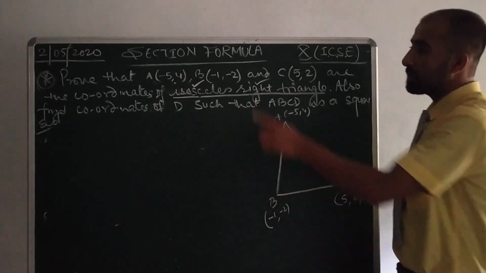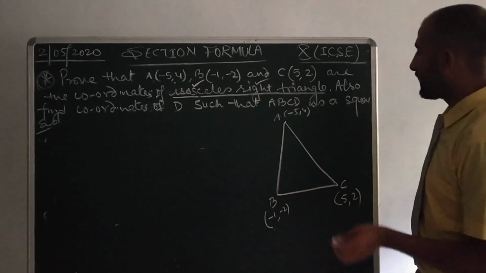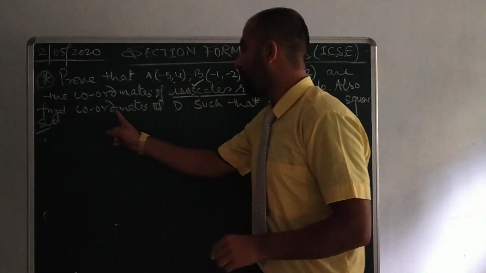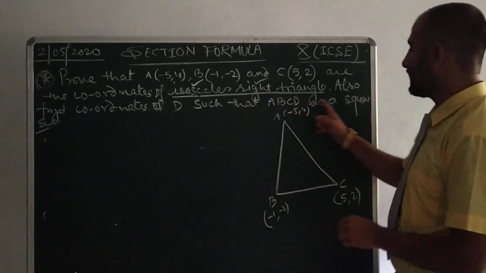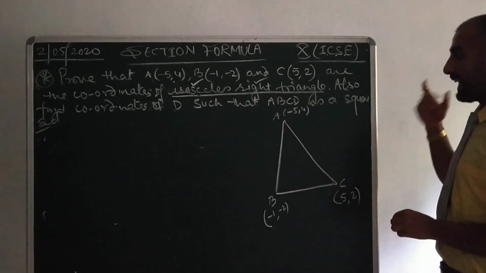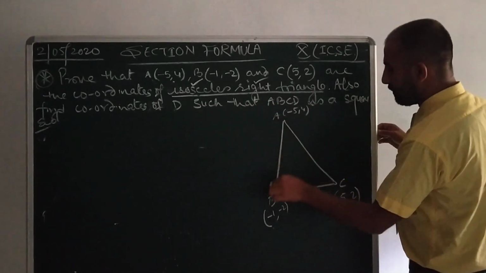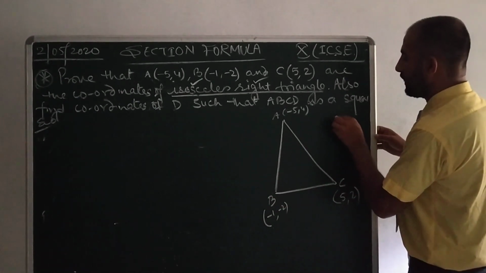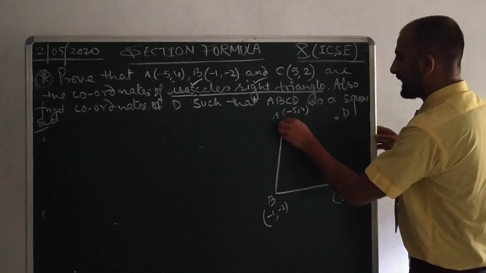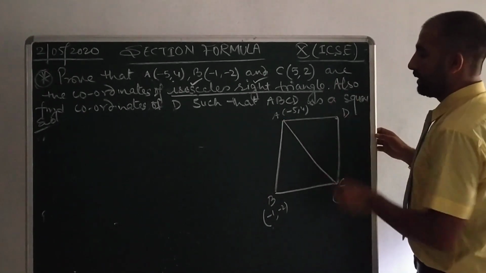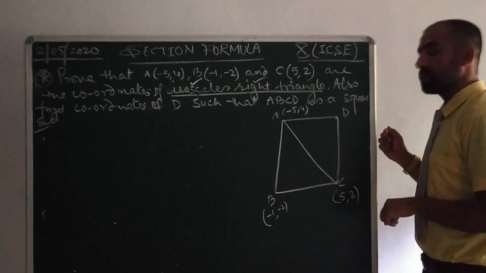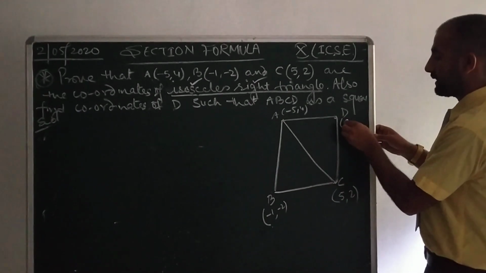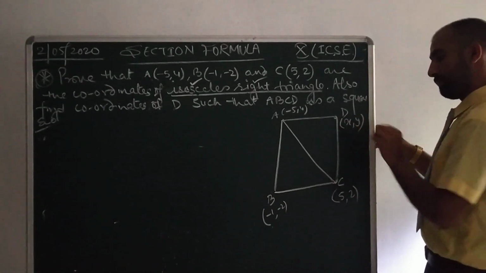Okay, now the first part is already proved. Now we have the second part. Also find coordinates of D such that ABCD is a square. We have already taken A, B, C out here. That means we have to get somewhere here D such that if you join, it will form a square. Square means all the sides should be equal. Let's take this point as X and Y.